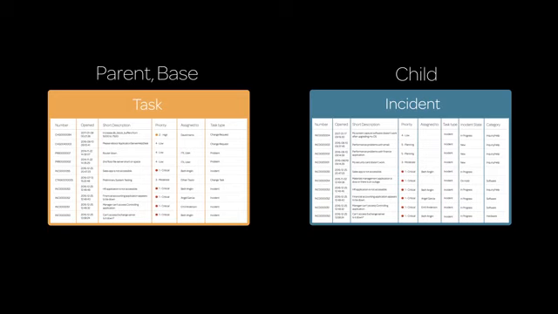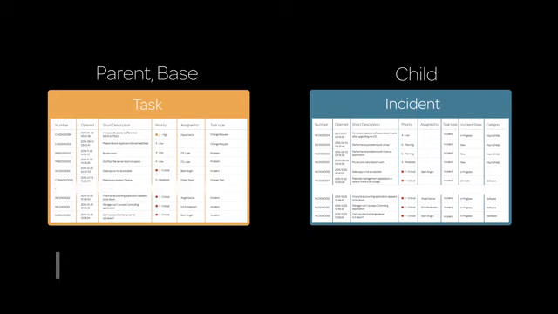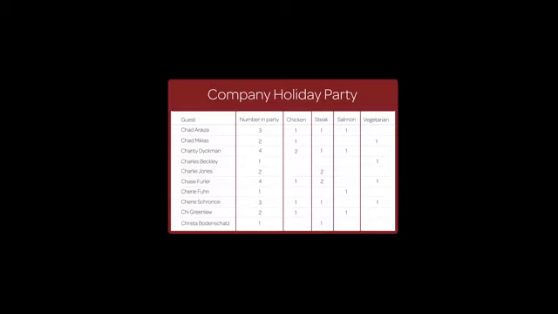So this means that when a record in one class is deactivated or deleted, the platform automatically deactivates or deletes its counterpart in the corresponding parent or child class, as well as in any other extending or extended tables containing the same record. Tables that exist in the base system are called core tables, so both task and incident are core tables. And as we've seen, the task table is also a parent and base table.